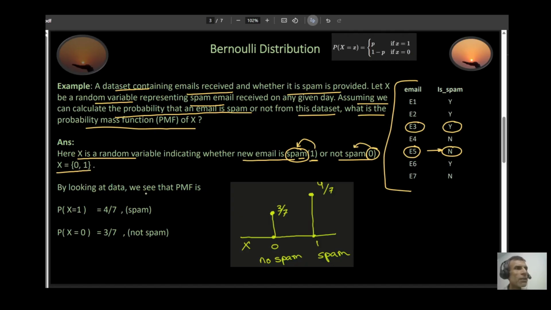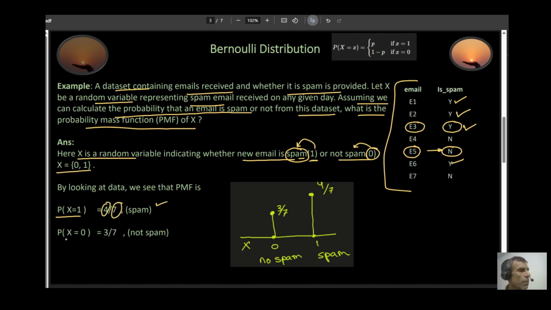By looking at the data, you can see that the probability of spam is going to be 4 over 7 because there are 4 emails that are spam: 1, 2, 3, and 4. These 4 emails are spam. That's why you get 4 over 7, because the total number of emails is 7.